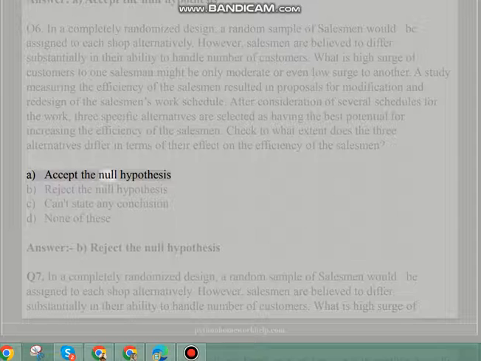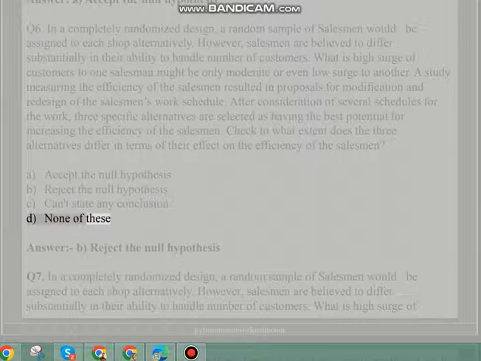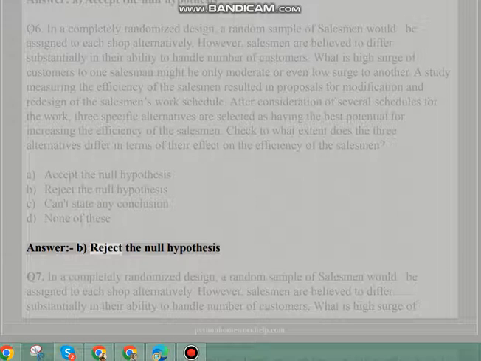A. Accept the null hypothesis. B. Reject the null hypothesis. C. Can't state any conclusion. D. None of these. Answer: B. Reject the null hypothesis.